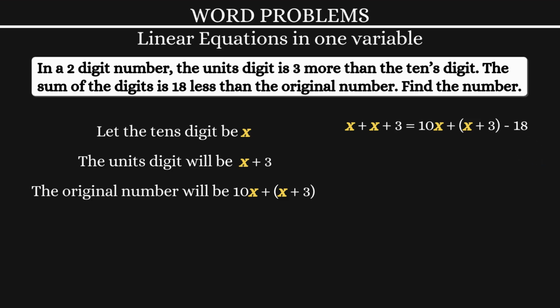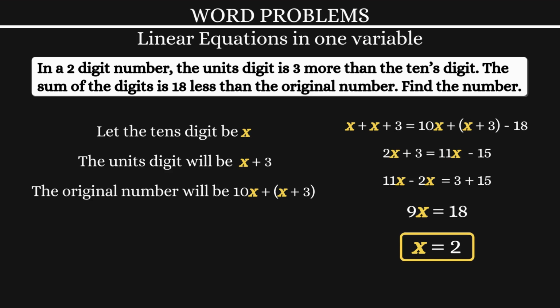On simplifying this equation, we get 2x plus 3 is equal to 11x minus 15. Grouping the like terms together, we have 11x minus 2x is equal to 3 plus 15. So 9x is equal to 18 or x is equal to 2. This is not the final answer. We have just found only the tens digit. The units digit will be x plus 3, which is 5. So the original number will be 25.